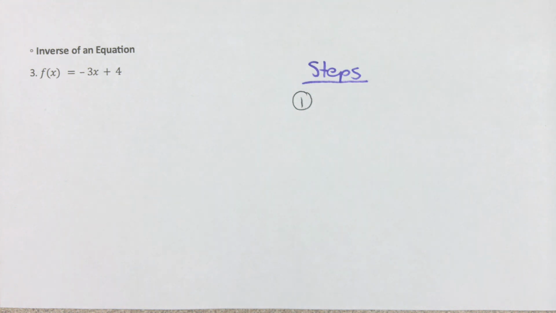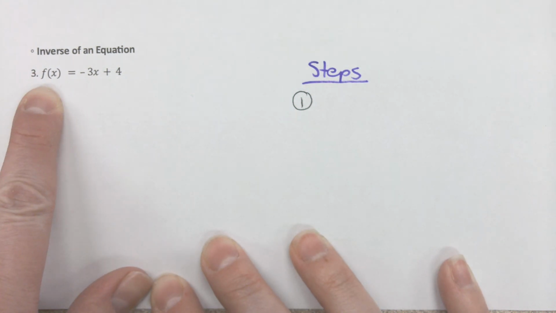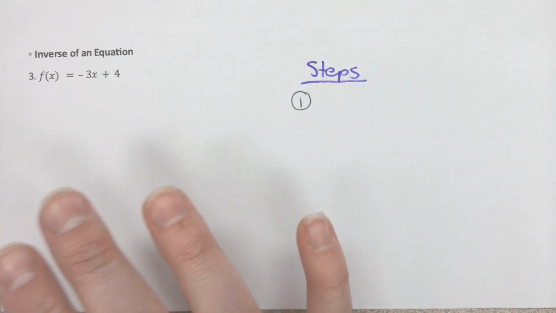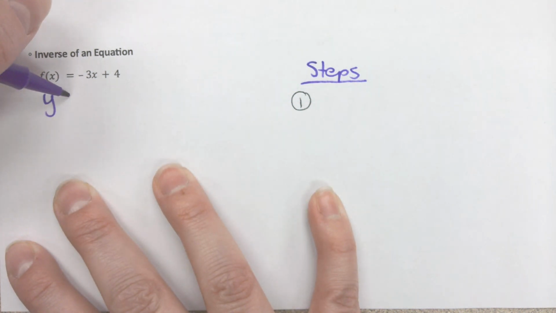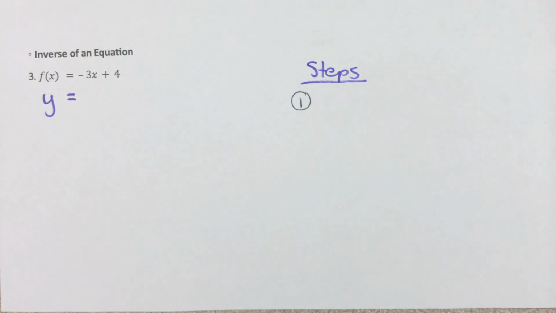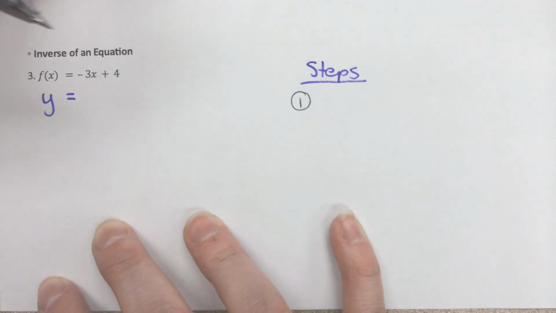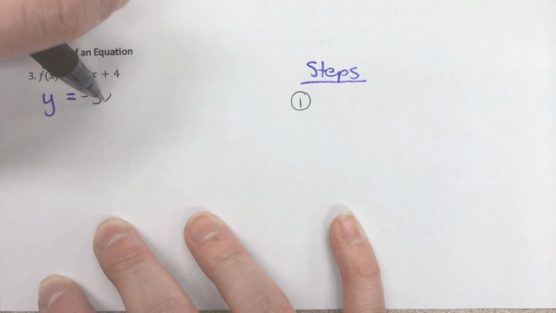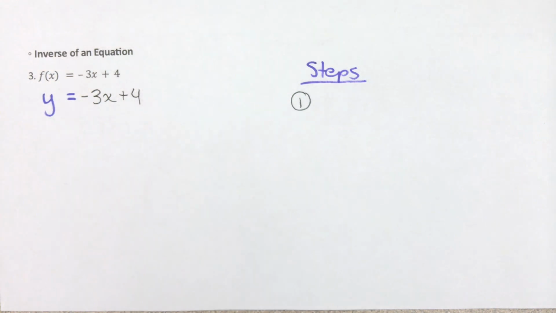What we want to be able to do is switch x and y. That's how you take an inverse. Well, I have to have a y first. If you look at my equation, I'll have a y in there. But remember, f of x is the same thing as y. So I just replace f with a y. Now that's going to be easier. Y equals, bring down the equation, negative 3x plus 4. And that was step 1.